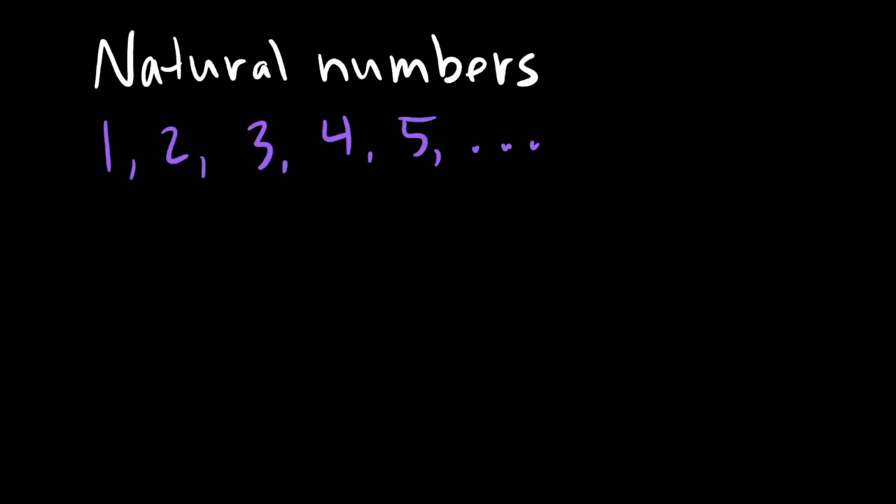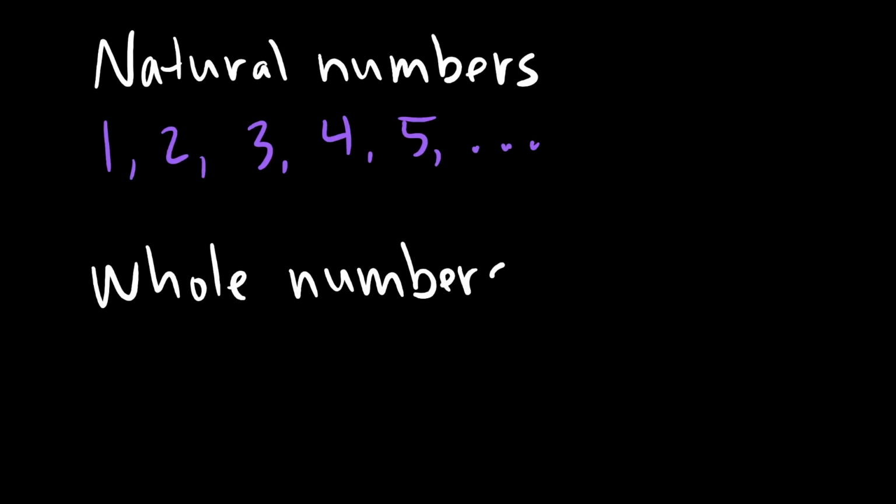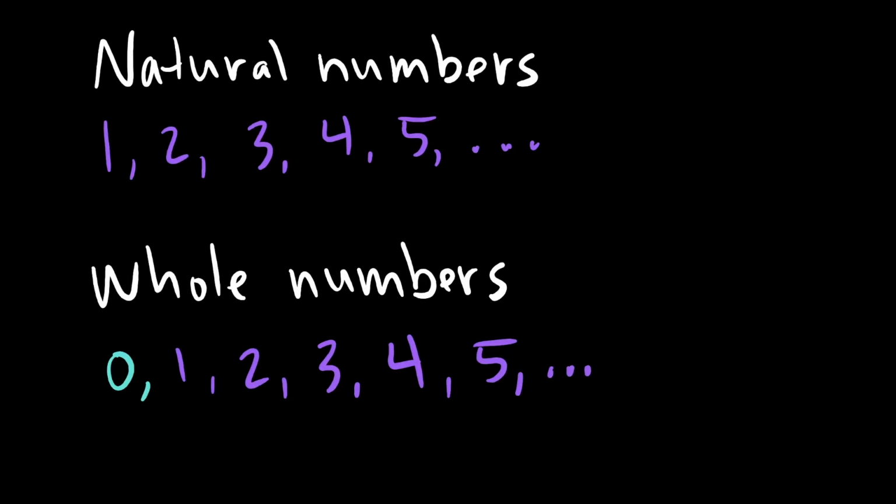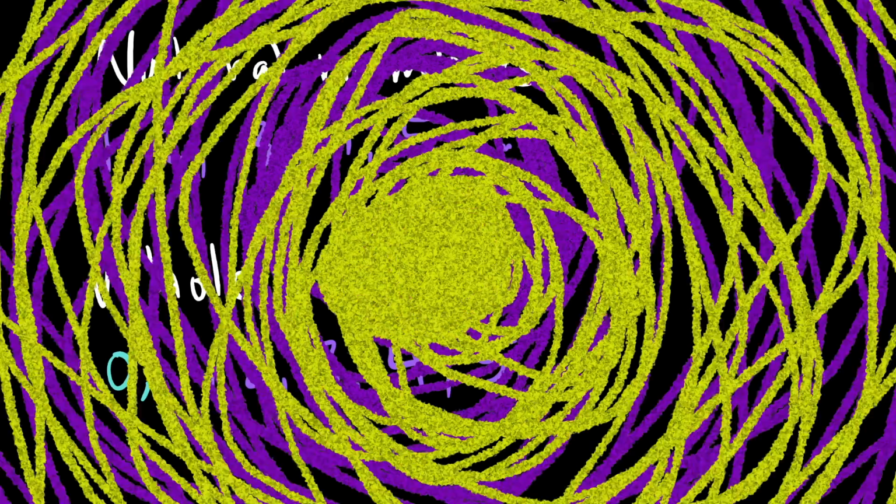Including 0 with the natural numbers gives a new set called whole numbers. Whole numbers are just the natural numbers and 0: 0, 1, 2, 3, 4, 5, and so on. We stopped at 5 when listing the first few natural numbers and whole numbers, although we could have written more numbers if they were needed to make the pattern clear.